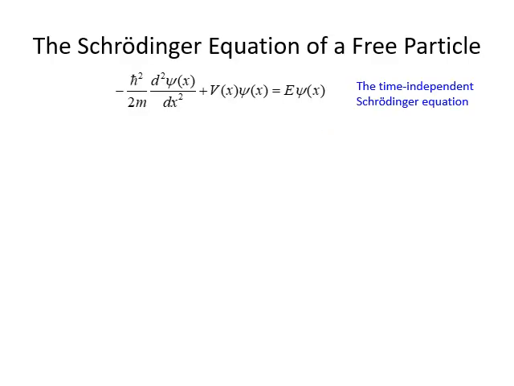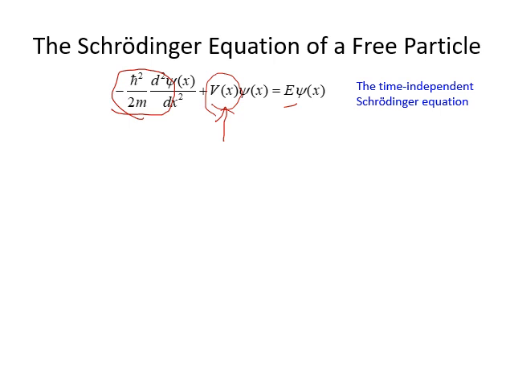Let's go over the Schrödinger equation. On the left side, we have the kinetic energy operator, which is the second order derivative of the wave function, and the potential energy operator, which is the potential energy multiplied by the wave function. On the right side is the total energy times the wave function. This Schrödinger equation is the same for any system. The difference is the form of the potential energy.